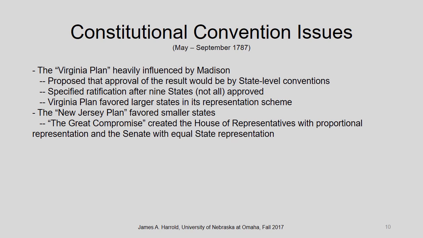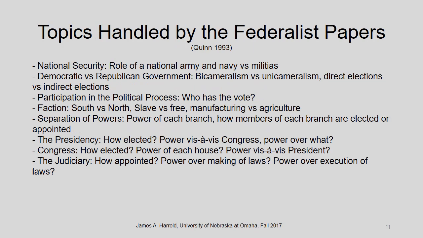Well, what we call the Great Compromise of the Constitutional Convention was the creation of 2 houses, the House of Representatives with proportional representation and the Senate with equal representation per state. And so after the Constitutional Convention and the Constitution was written, it did not become automatically the law of the land. It had to be ratified by 9 of the 13 states.